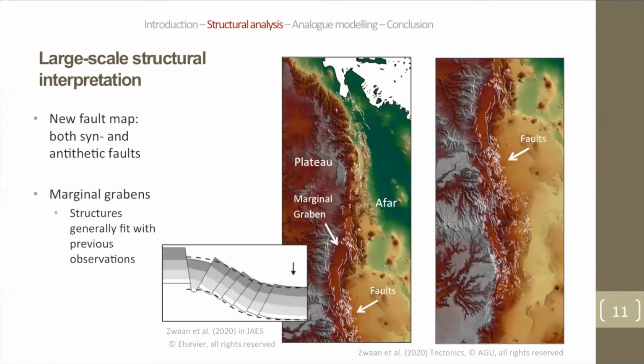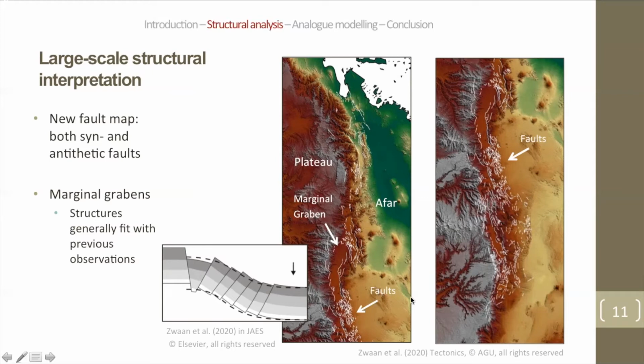The next step was to do the large-scale structural interpretation of the margin, as shown here to the right. So this is the northern part of the margin, and this is the southern part of the margin. All the white lines are the faults. These can be synthetic or antithetic faults, so either dipping towards Afar or away from Afar. We find, of course, the plateau. We have these marginal grabens and the different faults.